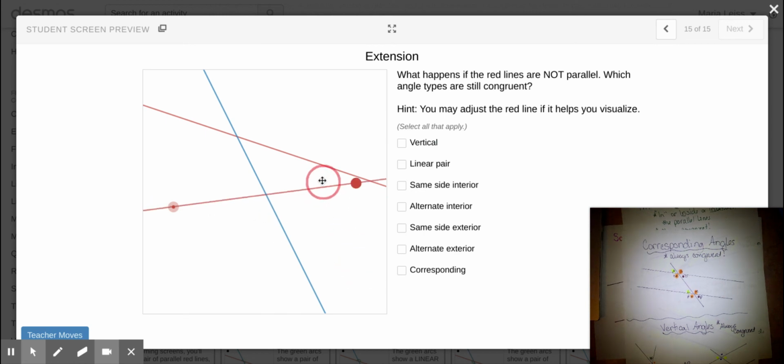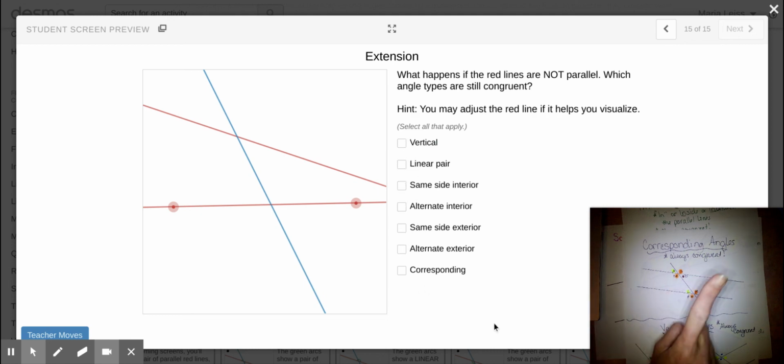It allows you to mess around here. If I move and these lines are no longer parallel, a lot of these get eliminated. All of them except one. So make sure you think carefully and choose wisely.